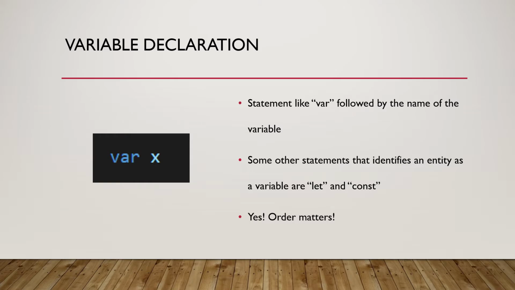Now let's talk about variable declaration. This is the process of creating a variable. And the way we create a variable is by using a statement like var, followed by the name of the variable. So notice on the left, we have the keyword var, followed by the name of the variable x. Some other statements that you'll see are let and const.